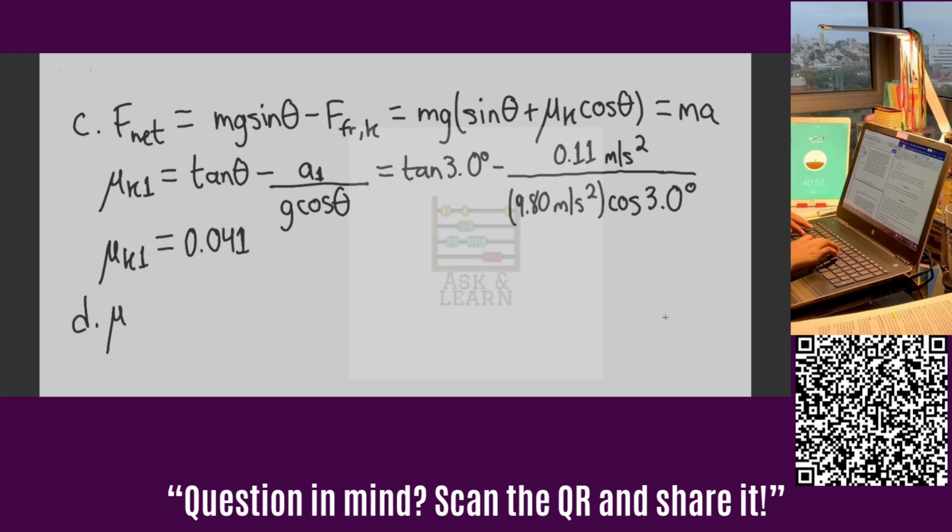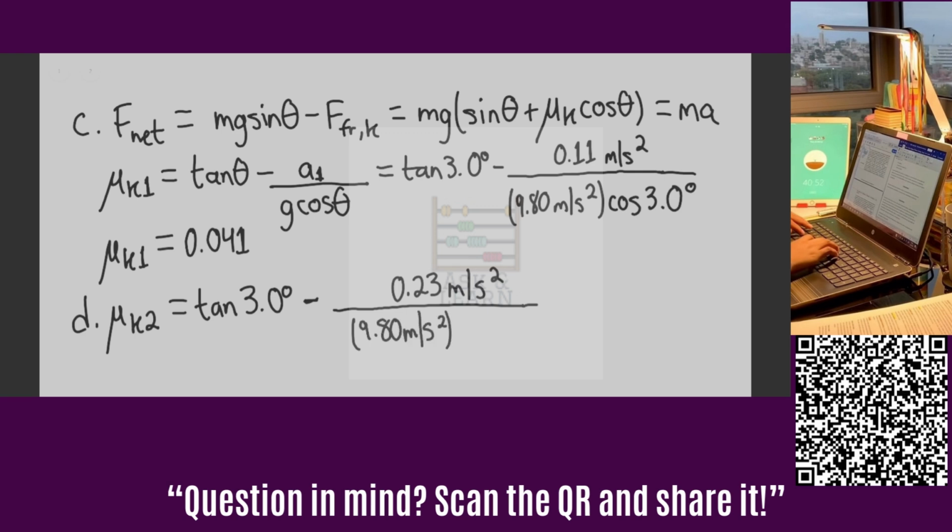Now, for the second pair, we can use the exact same relationship and say mu sub k sub 2. So this would be the coefficient of kinetic friction for the new skis. This would be tangent of 3.0 degrees minus 0.23 meters per second squared divided by 9.80 meters per second squared multiplied by cosine of 3.0 degrees. And we find that this is equaling 0.029. So this would be our answer for part D for the coefficient of kinetic friction for the new skis.